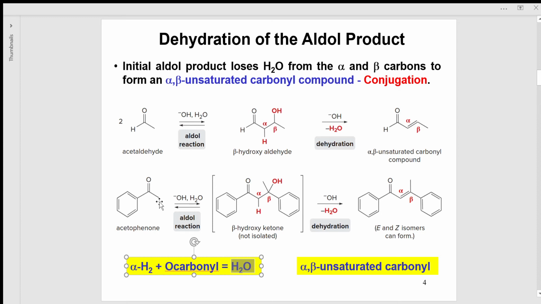You position the 2 molecules. Say these are the 2 hydrogens here. You have another molecule, another ketone molecule. In this case, the ketone molecule provides the oxygen from the carbonyl group to form the beta hydroxy carbonyl compound. This is like an intermediate, but the final product is the alpha beta unsaturated carbonyl compound.